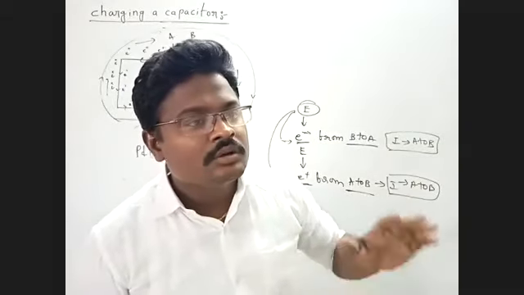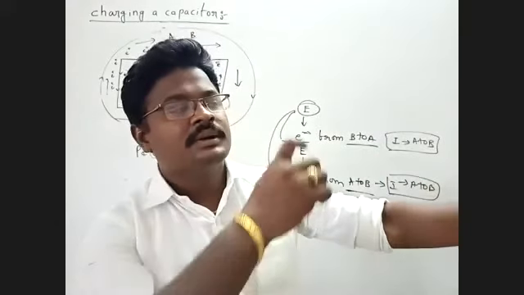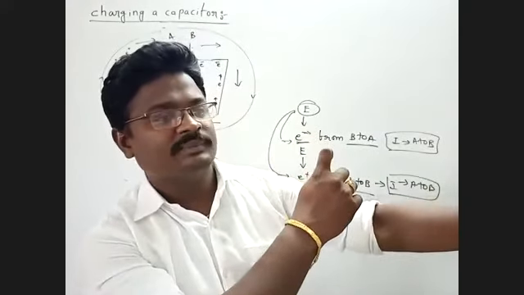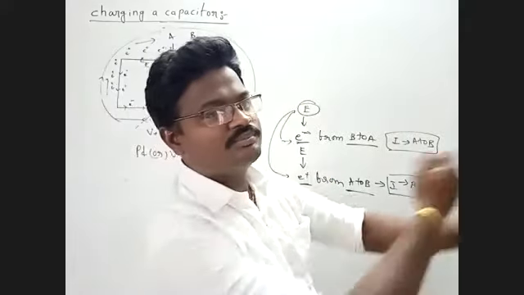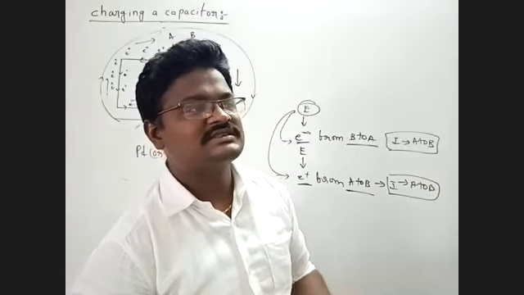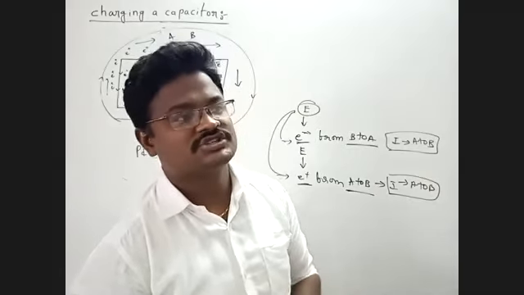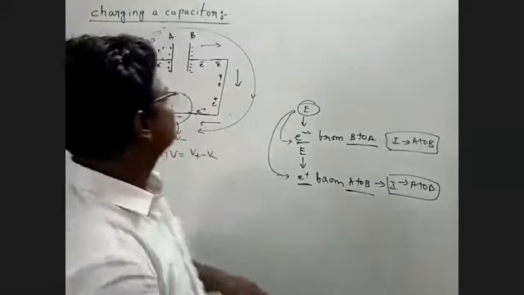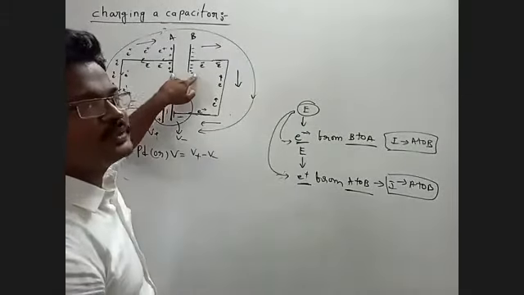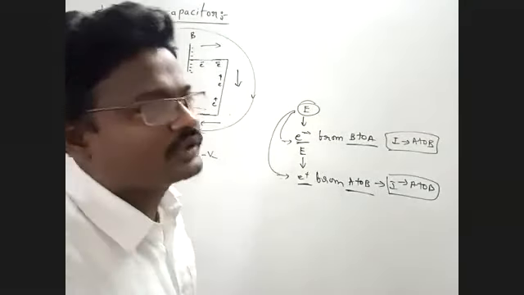Energy provided by the battery pushes the electrons from plate A to plate B, leaving positive charges on plate A and negative charges on plate B. So these plates become oppositely charged, and this process keeps going on.